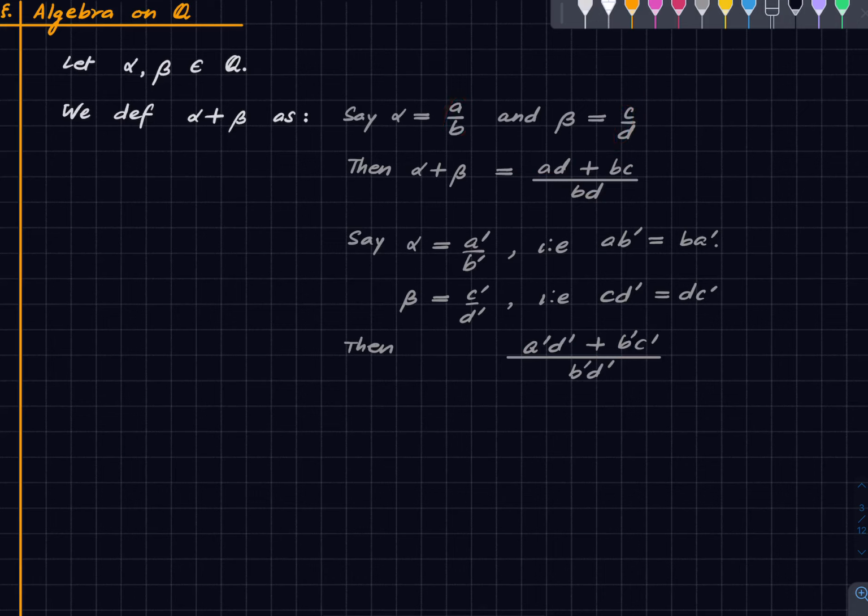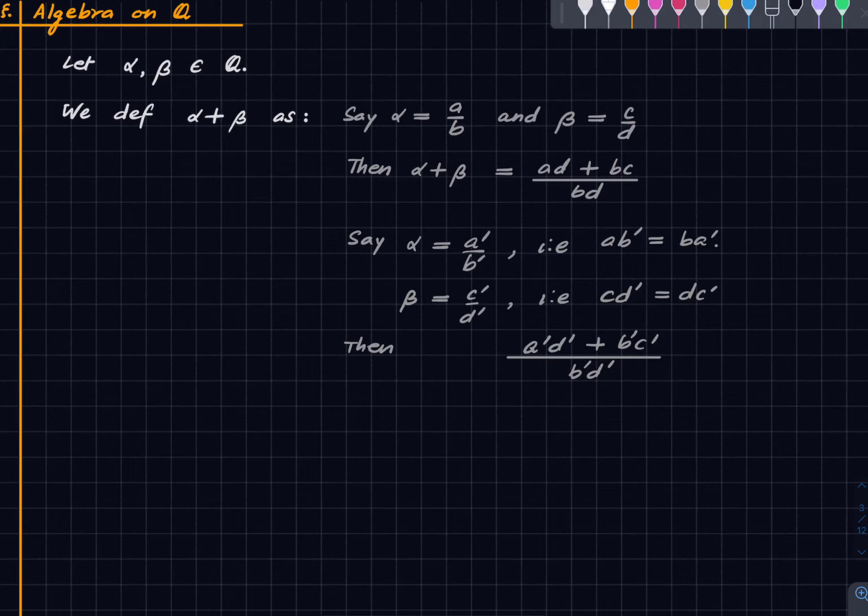And this is no mystery because this is exactly how we add rational numbers in high school. Well, we take the LCM, but it doesn't matter. You just need to have some common denominator. So this is completely fine. Right, so we are just repeating high school mathematics, but in a more formal way.